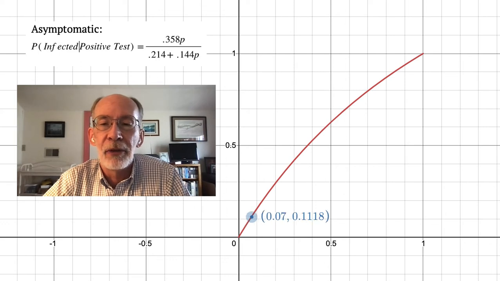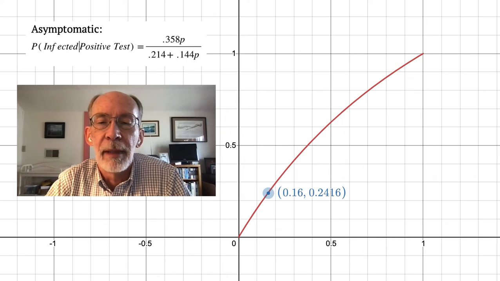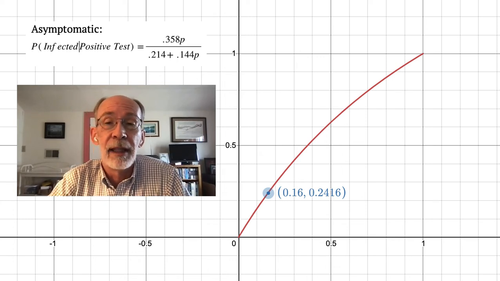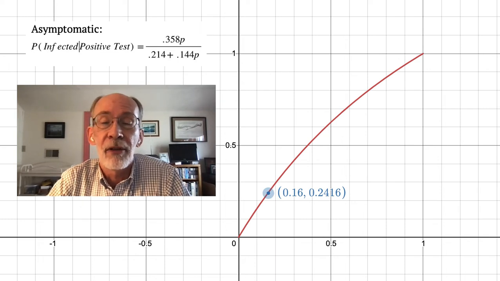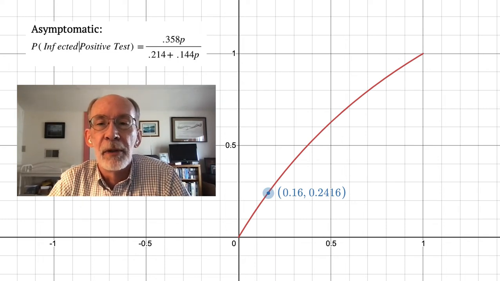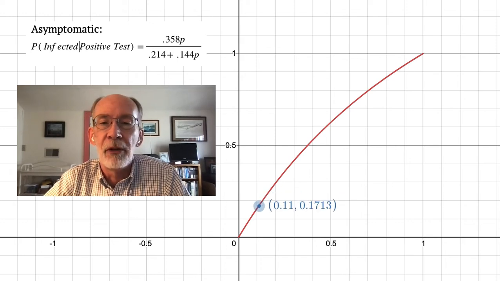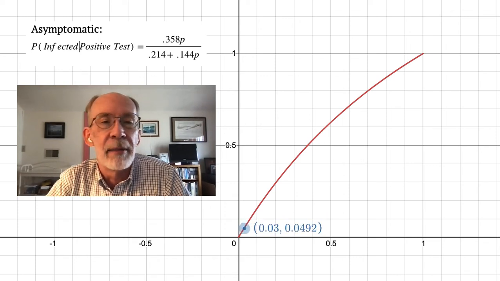And as the p's rise, of course, those conditional probabilities rise. But even in a situation where you got a ton of COVID floating around, 16% of the population with COVID, your probability of having it, given that you've tested positive with this antigen test, is still only about 24%. And of course, most of the time, most locations are over here near the origin. Typically, the fraction of the population of people who are infected is not incredibly high.